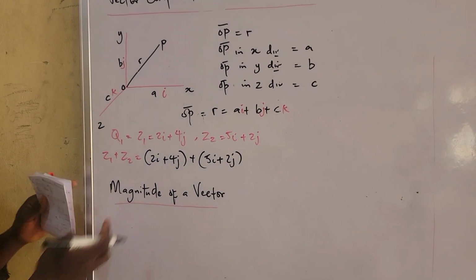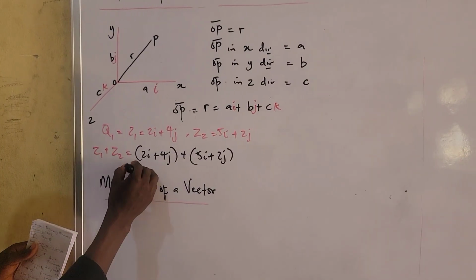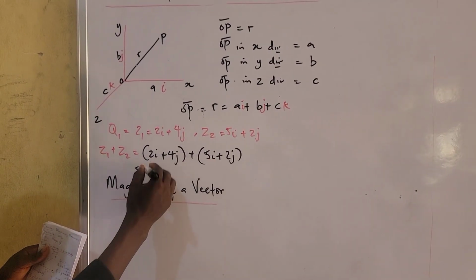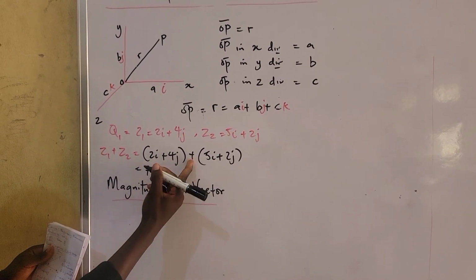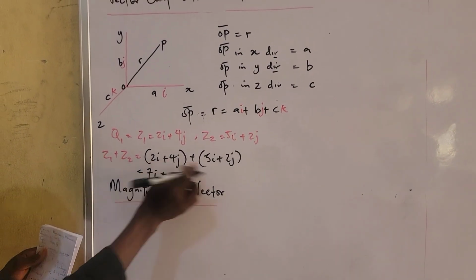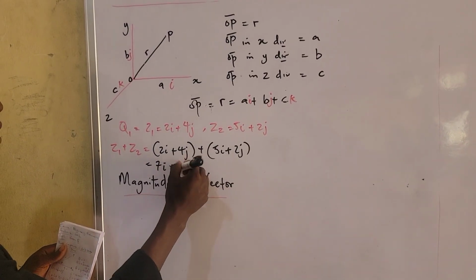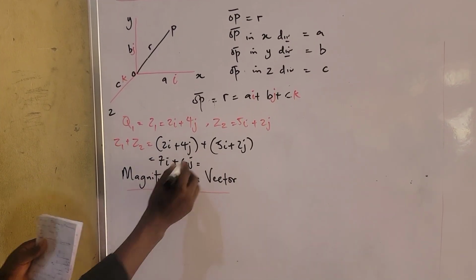So now we start taking the related unit vectors together. Like that we'll be having 2 plus 5 here, which is 7i, then plus, so you have to put plus here. You have 4 plus 2, which is 6j. So that's for that.